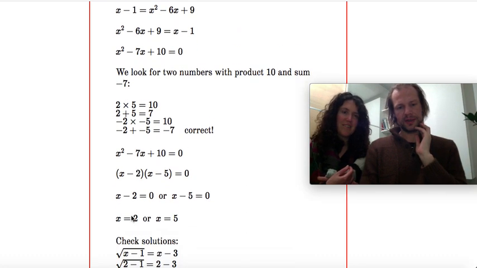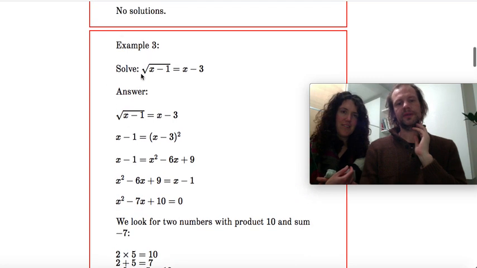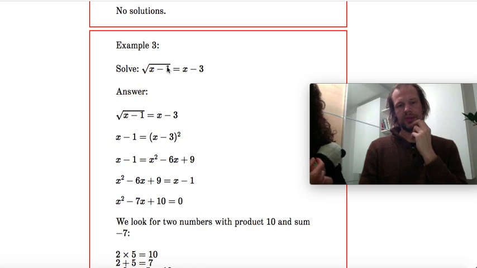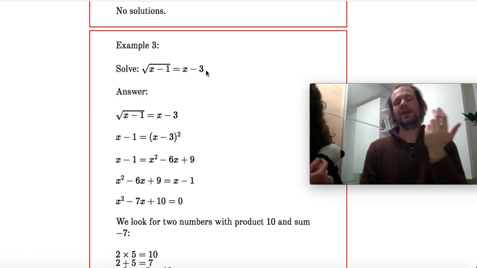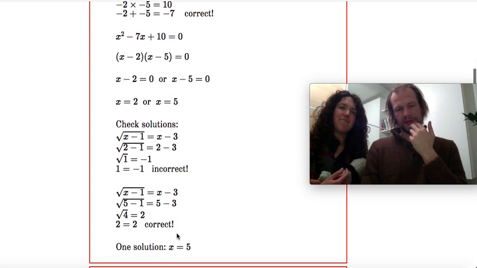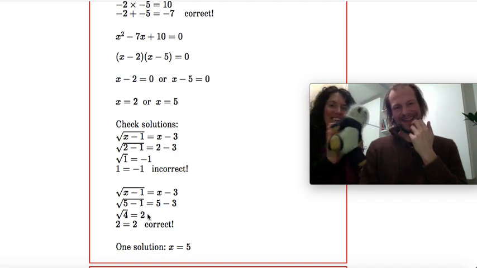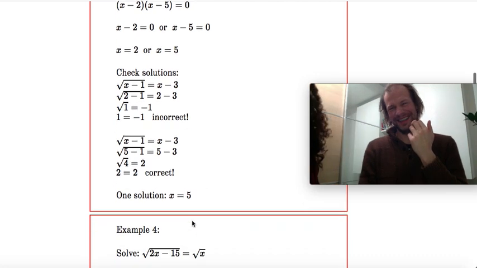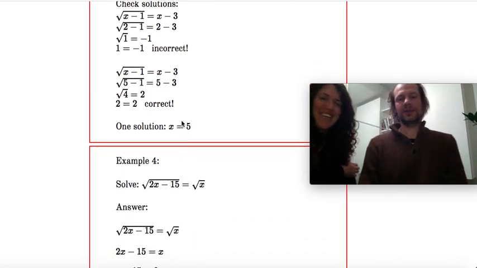So we check 2, so we fill it in the original equation. 2 minus 1 is 1, square root of 1 is 1, 2 minus 3 is minus 1. So the first one is incorrect. The second one, I solved the second one. 5 minus 1 is 4, square root is 2. And 5 minus 3 is also 2. Yay! Okay, x is 5, we found the solution. Only one solution.